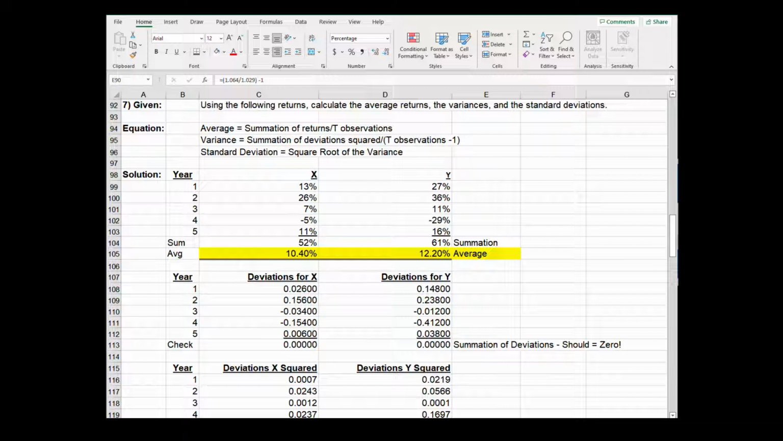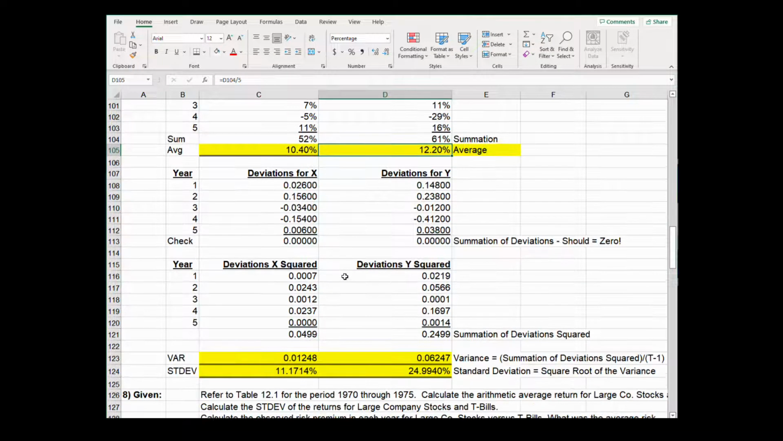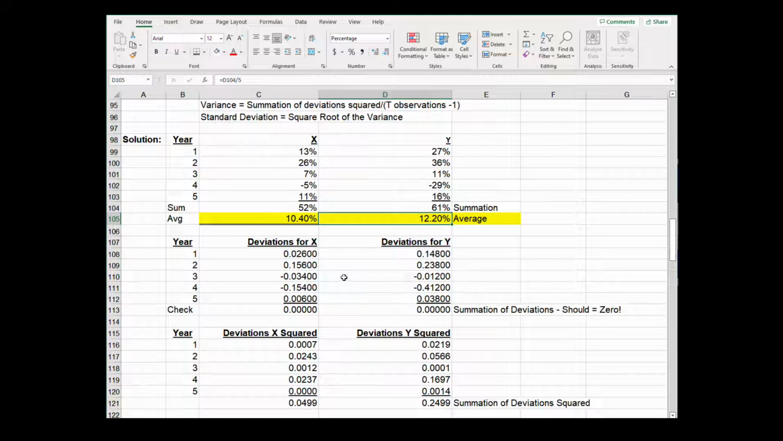So you have investment X with 5 returns over the 5 years, some positive, some negative. Note that they're all stated in percentages. The first thing we want to do is convert them to decimals. So 0.13, 0.26, 0.07, minus 0.05, watch your signs, and 0.11. And if I add them up and divide by 5, I get an average of 10.4%. For Y, I do the same thing, add those 5 returns up, and I get an average of 12.2%. So you see that Y is a higher return investment.